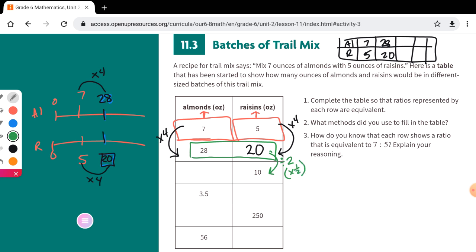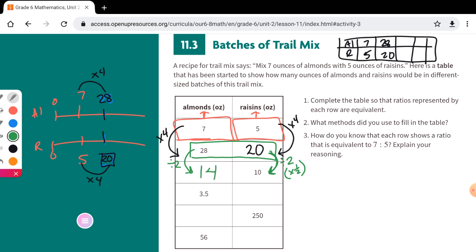You guys are writing this. You're doing this with me. So on the other side, if I went from here to there, I have to go from 28 to here. If I divided by 2 on the right side, I have to divide by 2 on the left. Oh, and what's 28 divided by 2? 14.